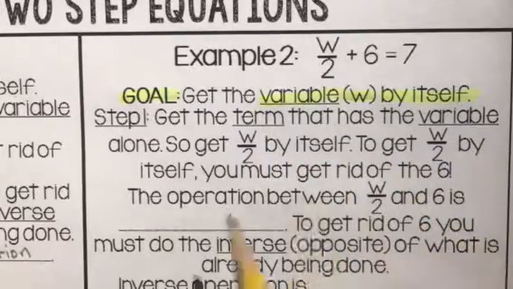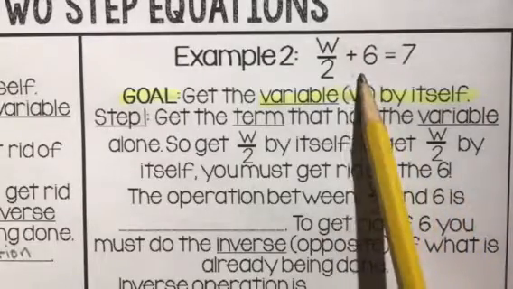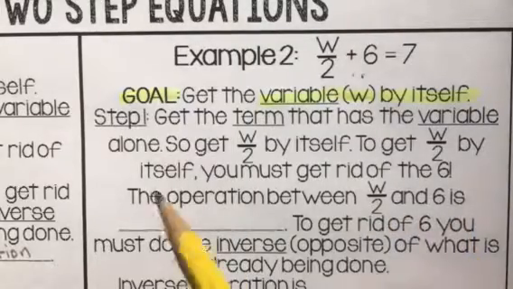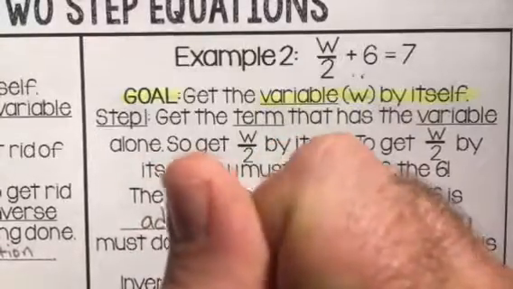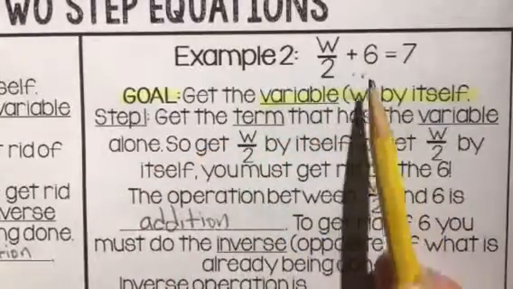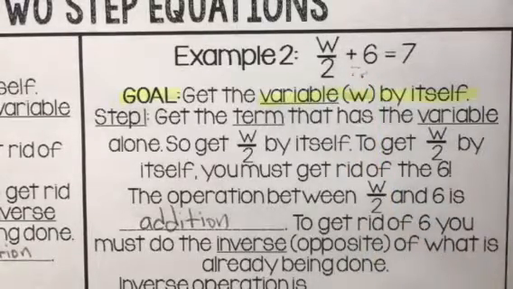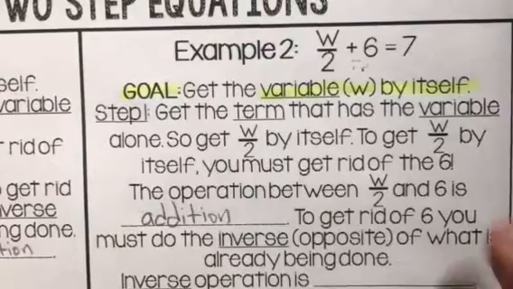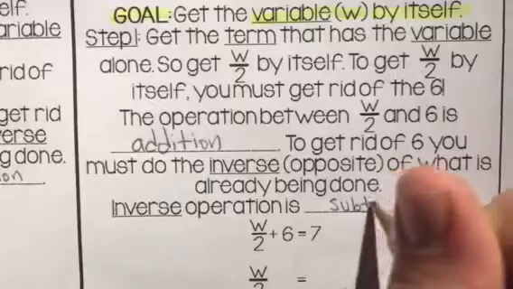And to get w over 2 by itself, you must get rid of the plus 6. I have to get rid of this plus 6. The operation between w over 2 and 6 is addition. To get rid of 6, you must do the inverse or the opposite of what is already being done. So the inverse operation of addition is subtraction.